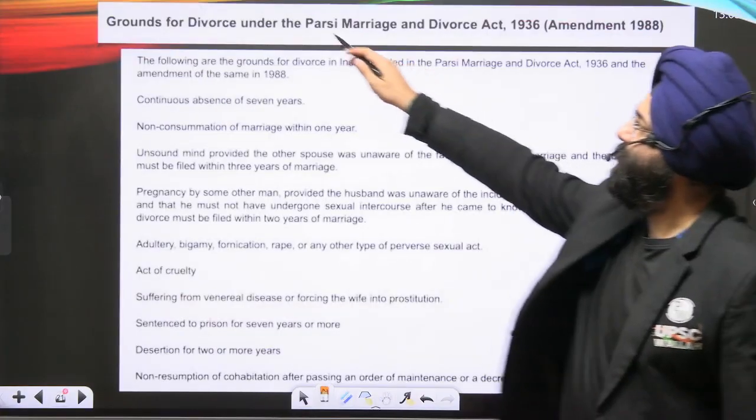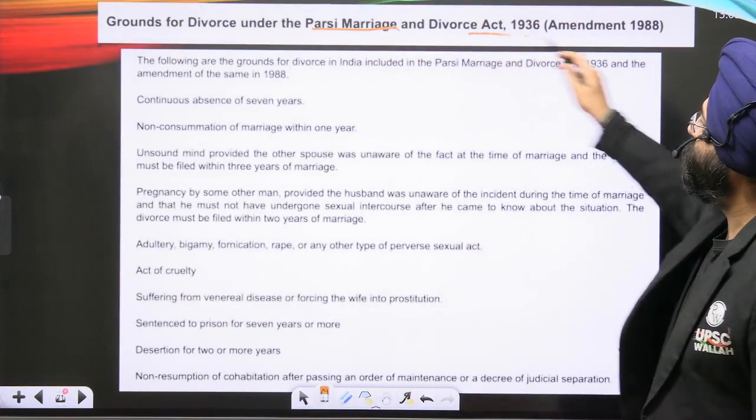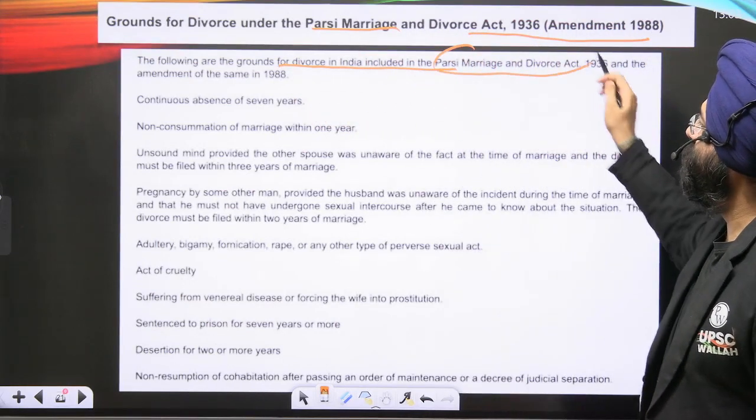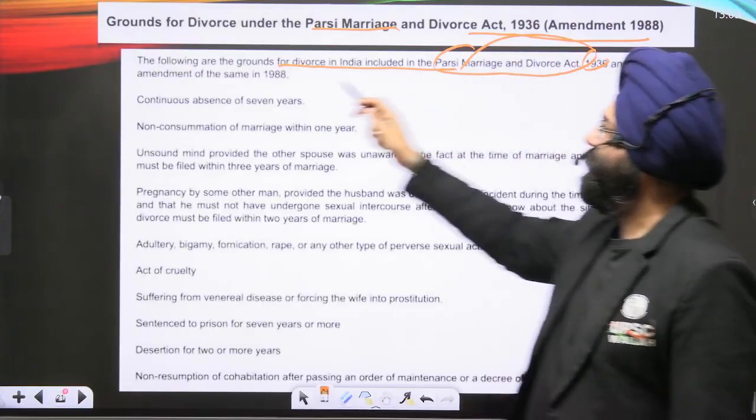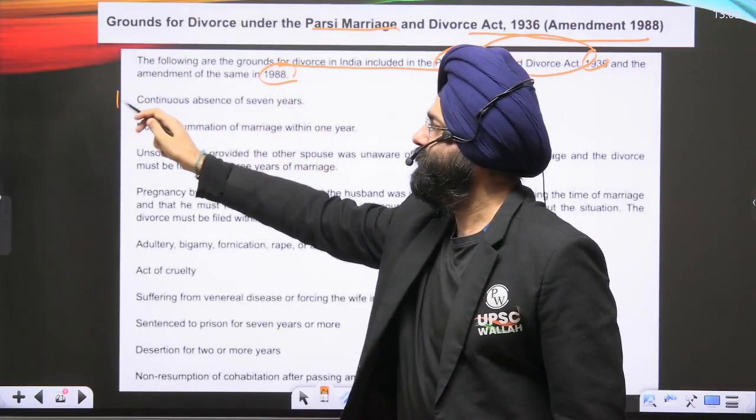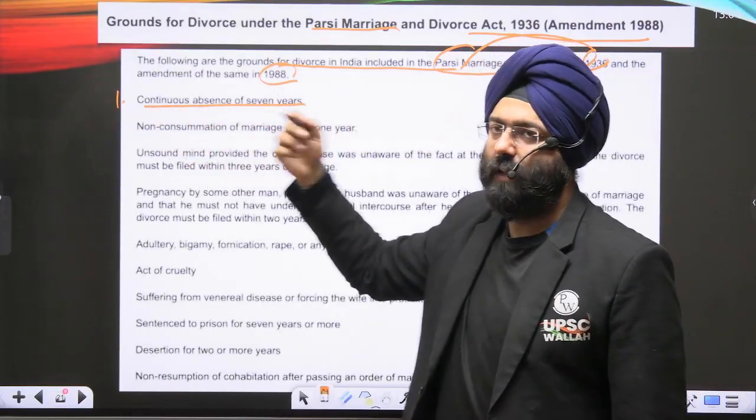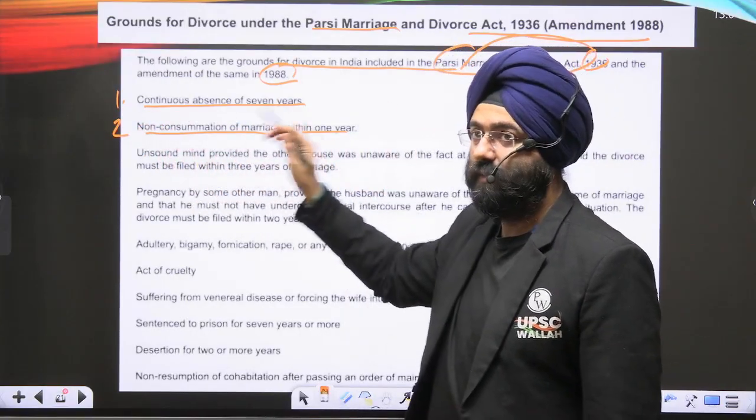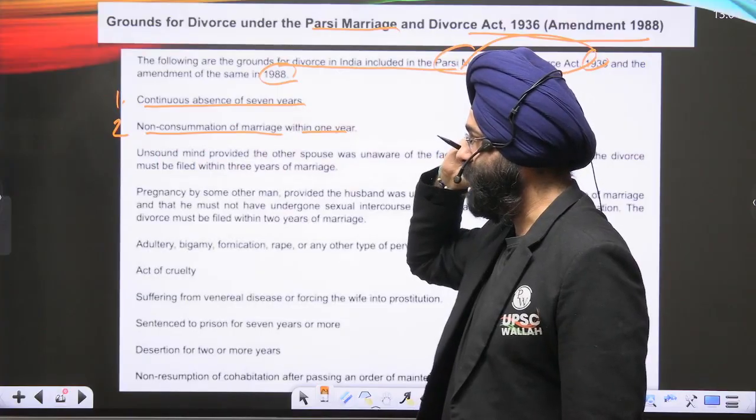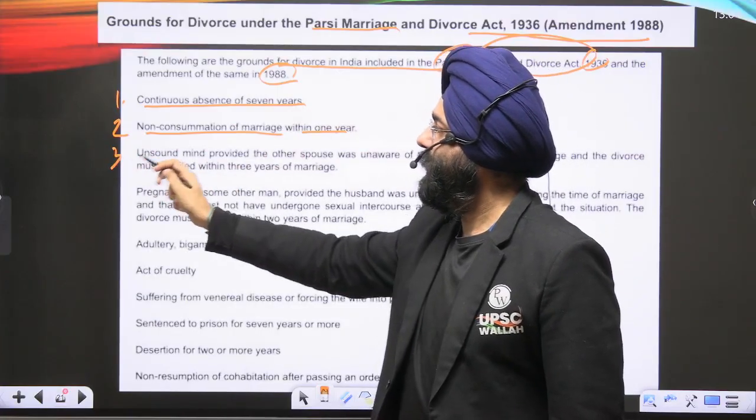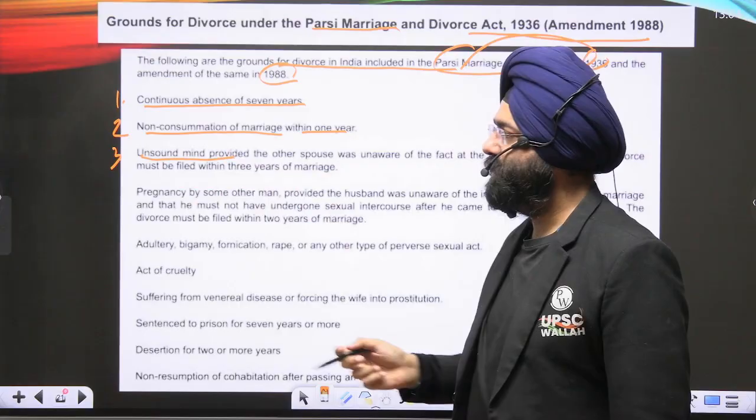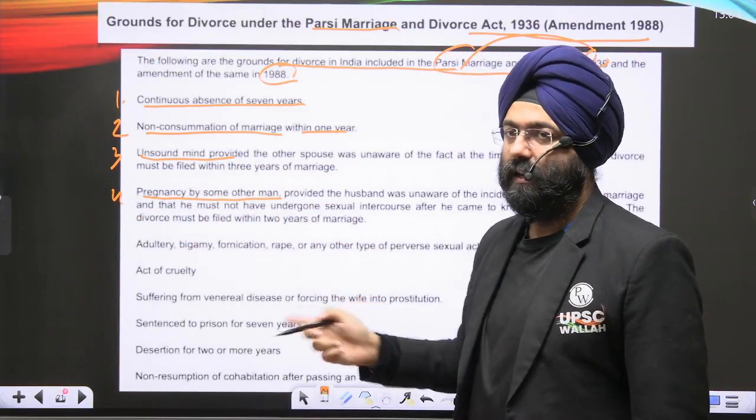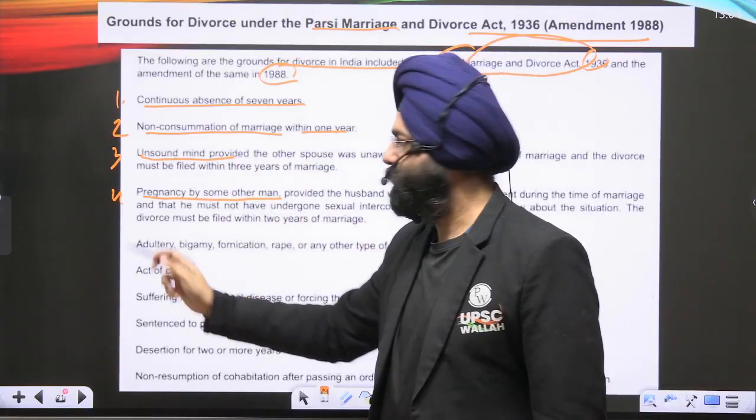Now, under the Parsi marriage, please understand, the following are the grounds for divorce in India, including under the Parsi Marriage and Divorce Act 1936, amended in 1988. For example, first, continuous absence of the spouse for 7 years; second, non-consummation of marriage within 1 year. Now, this is something very interesting over here. Unsound mind is also one of the dimensions. Pregnancy by some other man: in that case, a man can file for a divorce.